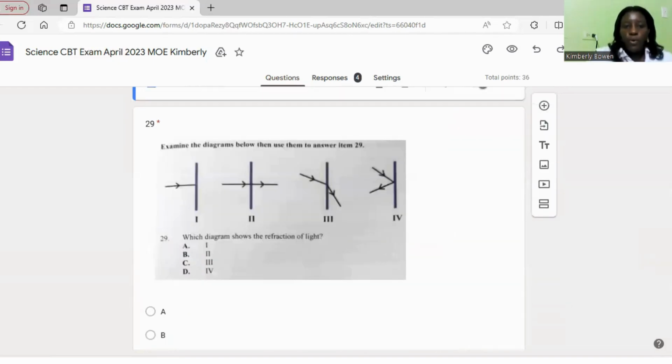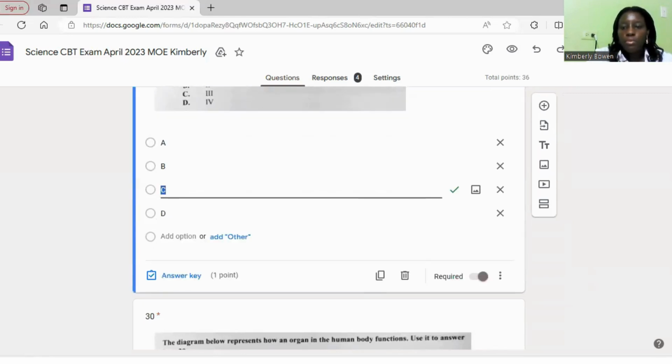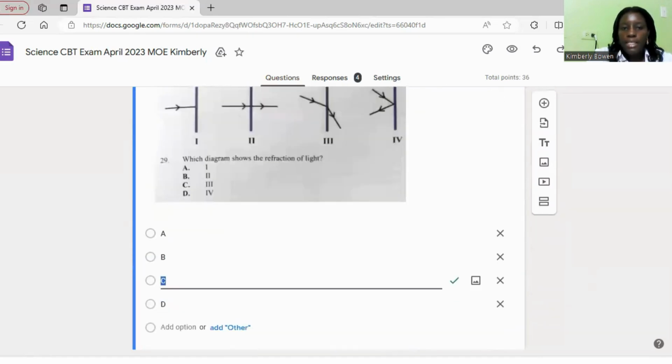Examine the diagram below and use them to answer item 29. Which diagram shows the refraction of light? The correct answer is 3. And we spoke about the pencil in the water. So the correct answer is E. Refraction is when light rays are bent, and that is what is shown in the diagram.